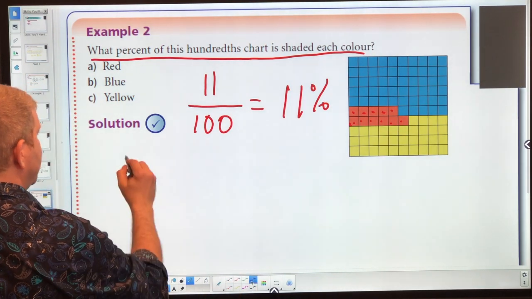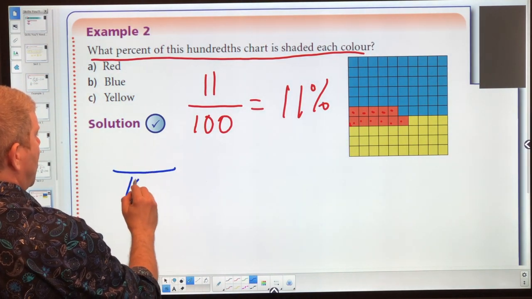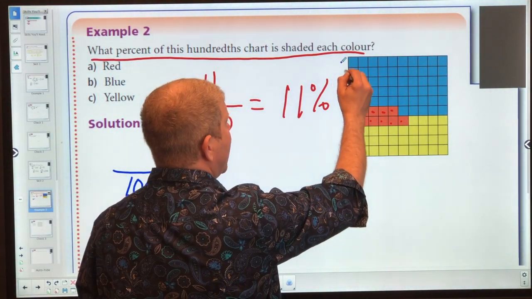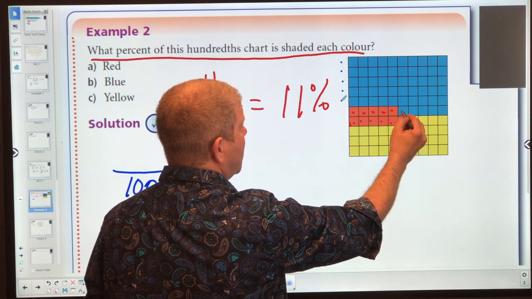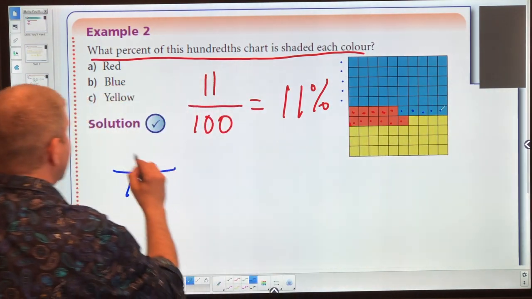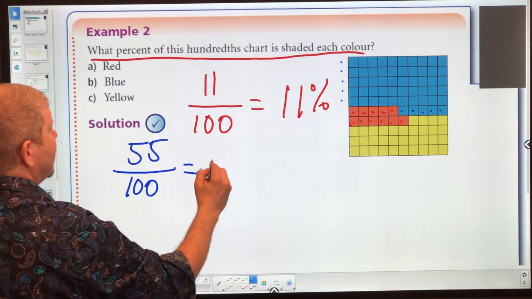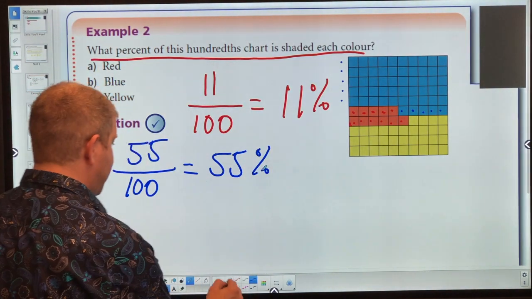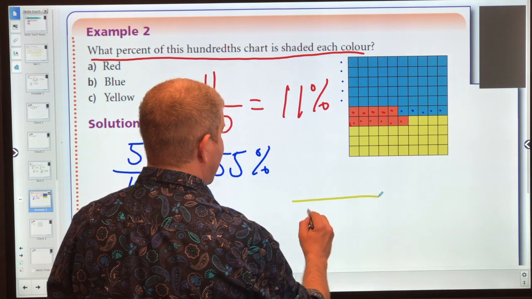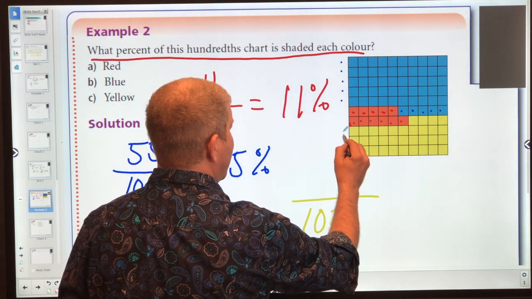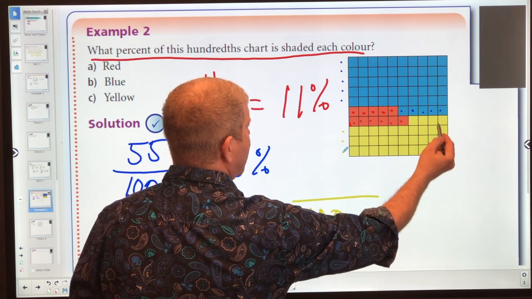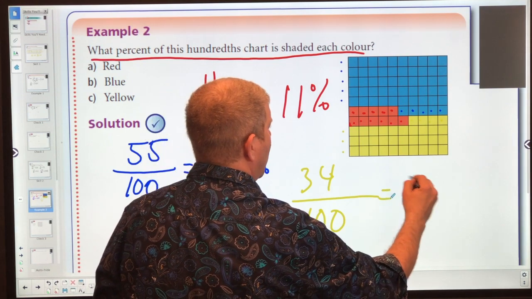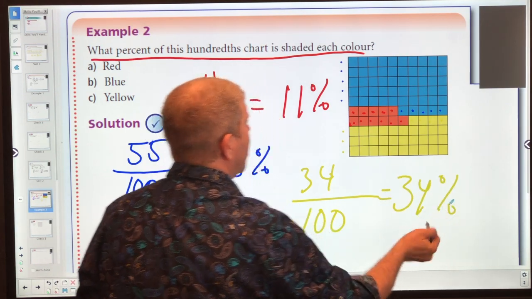Now let's do the blue. For the blue, we again know it's over 100. We're going to count these squares. Instead of counting them all, I'm going to realize here I have 10, 20, 30, 40, 50, 51, 52, 53, 54, 55. So I have 55 total squares, which means, according to my rule, that 55% of the squares are blue. And finally, yellow. We know again our total number of squares is 100. We're going to count 10, 20, 30 squares here in these rows, plus 1, 2, 3, 4. So 34 over 100, or 34% of our squares are yellow.